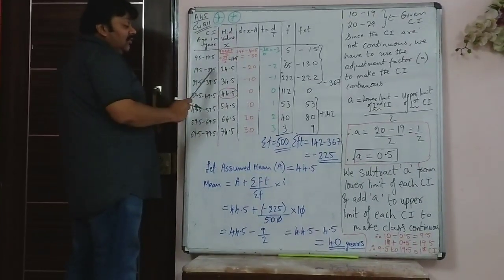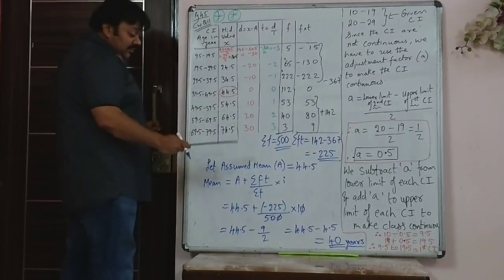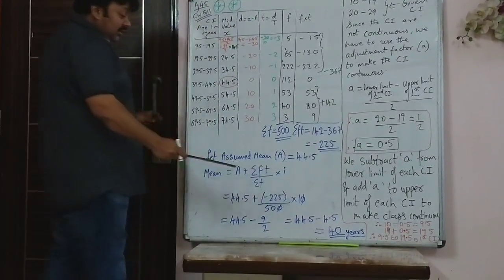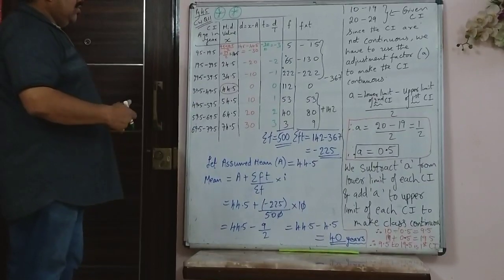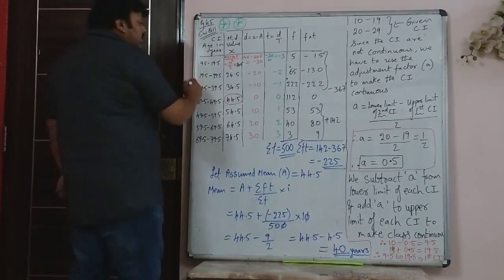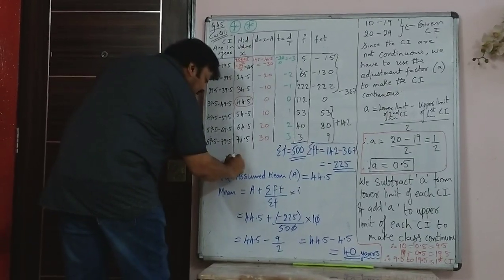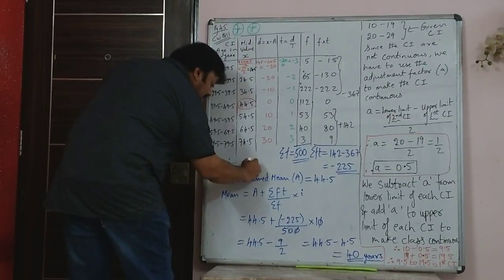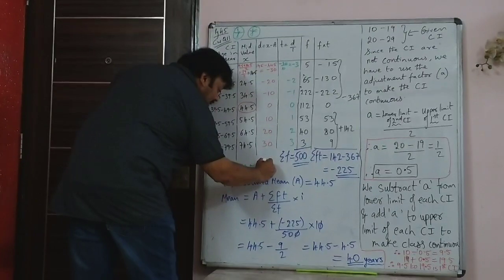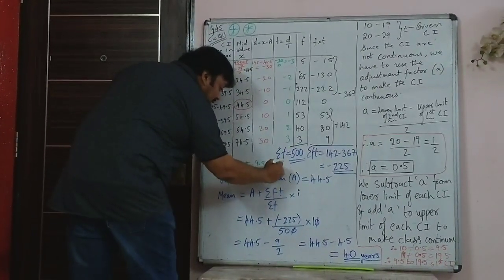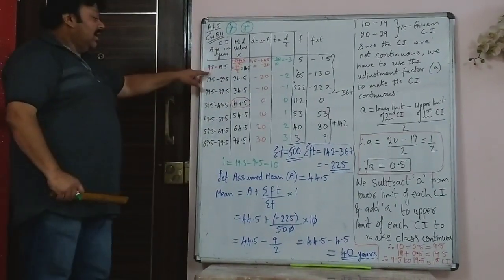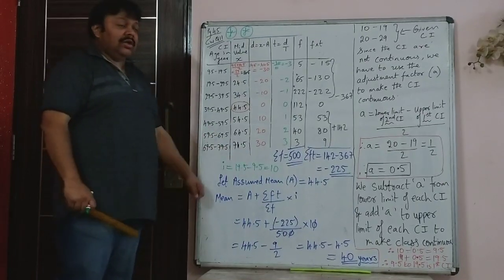Then these are all having class size of 10. Class size is 10 for each of these class. So what is class size? It is upper limit minus lower limit. So you can write here class size is 19.5 minus 9.5, that is 10. So the class size after adjustment is 10.